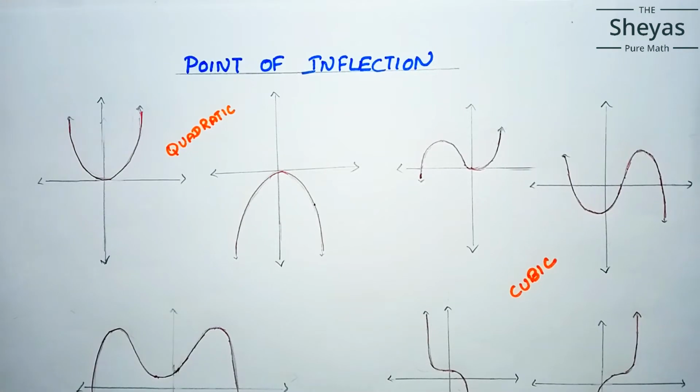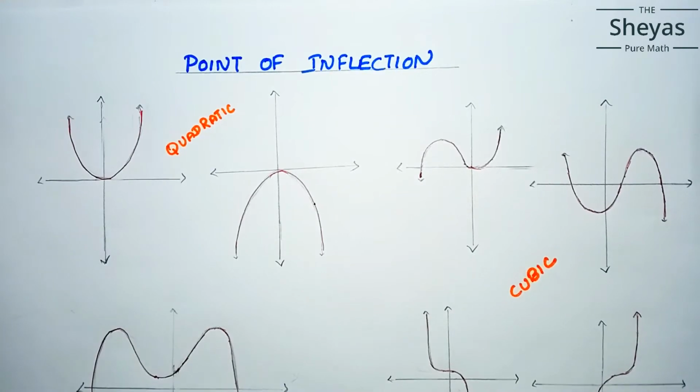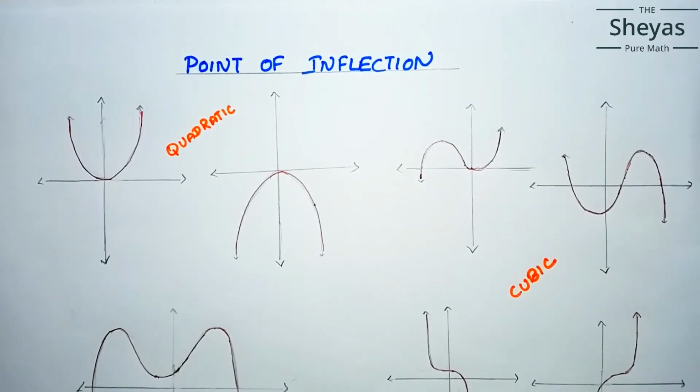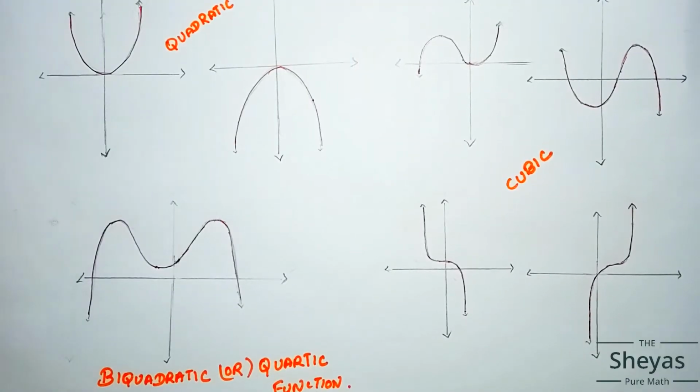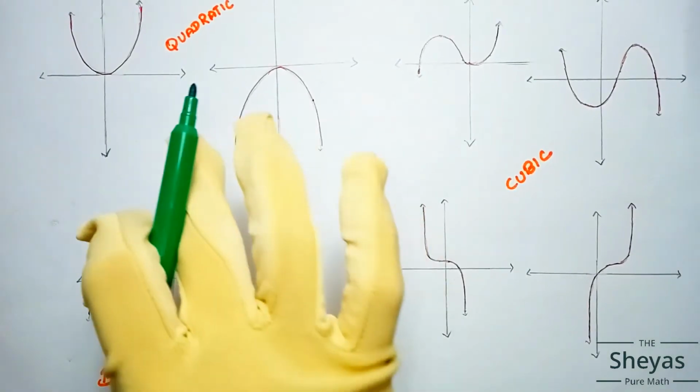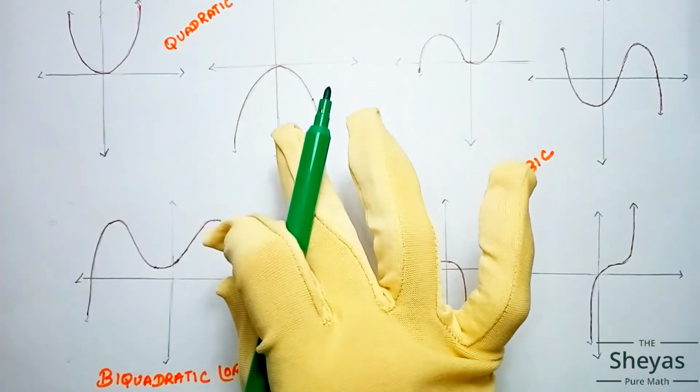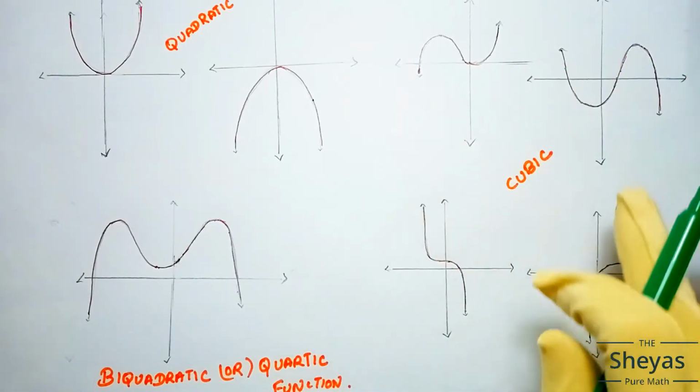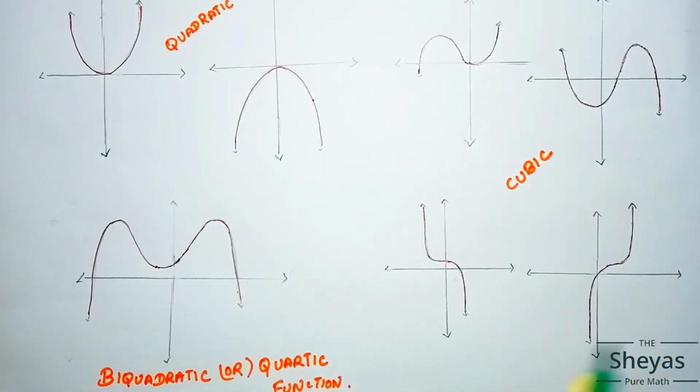Hi friends, today we are going to discuss point of inflection. Let us discuss the point of inflection in the graph first. Okay, now see this graph. These two are quadratic graphs. This is a cubic graph and this is a biquadratic or quartic graph.